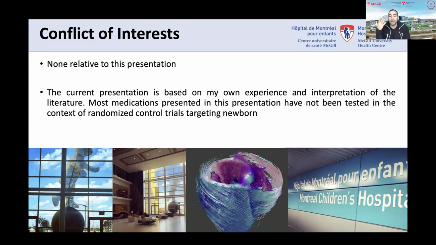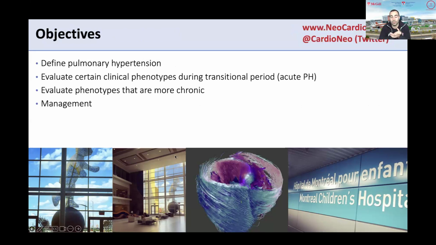So we do the best science, the best practice and the best medicine, which is an art, with the best evidence that we have from the literature currently. That's what I'll try to bring to you today. My hope is to define a bit more what pulmonary hypertension means, and talk about certain clinical phenotypes that you may find either during the transitional period or even more chronically. I'll try to make it relevant for the pediatric population because you obviously see different shapes and forms of pulmonary hypertension.